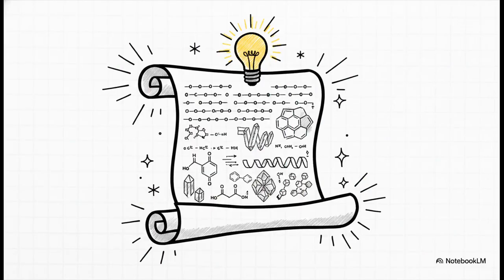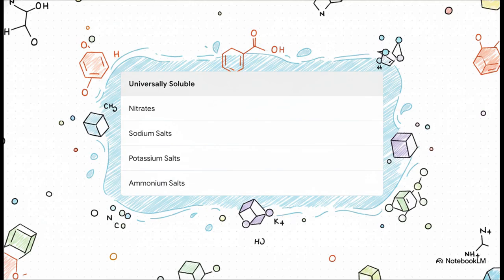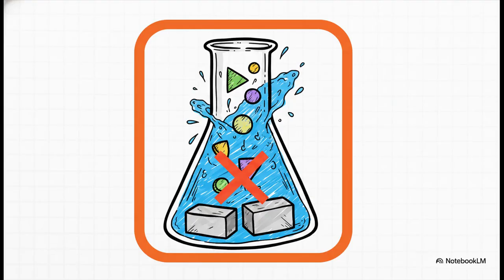Now, predicting these exact chemical outcomes means we've got to master the fundamental, unbreakable rules of solubility. For example, all nitrates dissolve universally in water, along with your sodium, potassium, and ammonium salts, no exceptions. Chlorides also tend to be highly soluble. But watch out, lead and silver are the two big exceptions here.